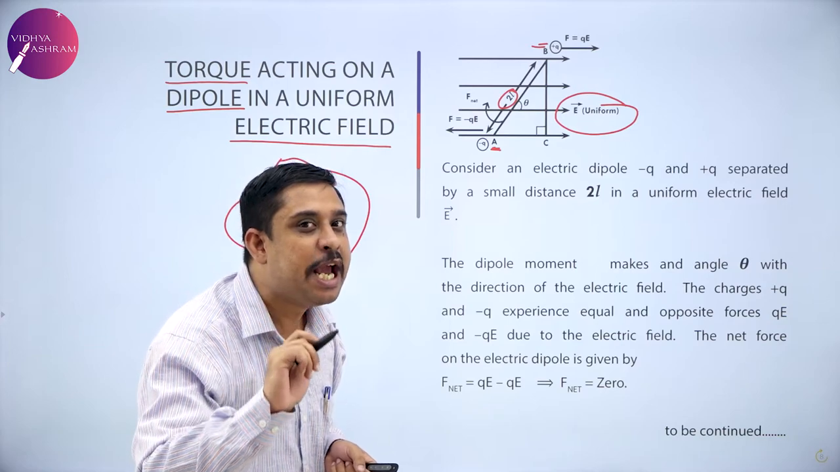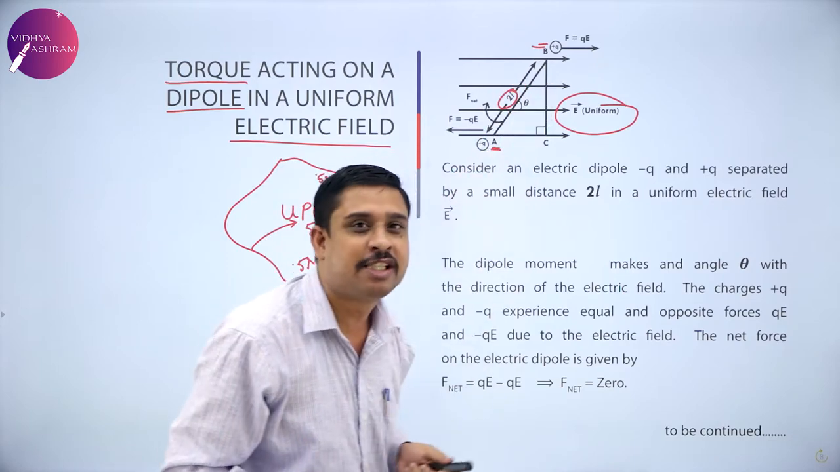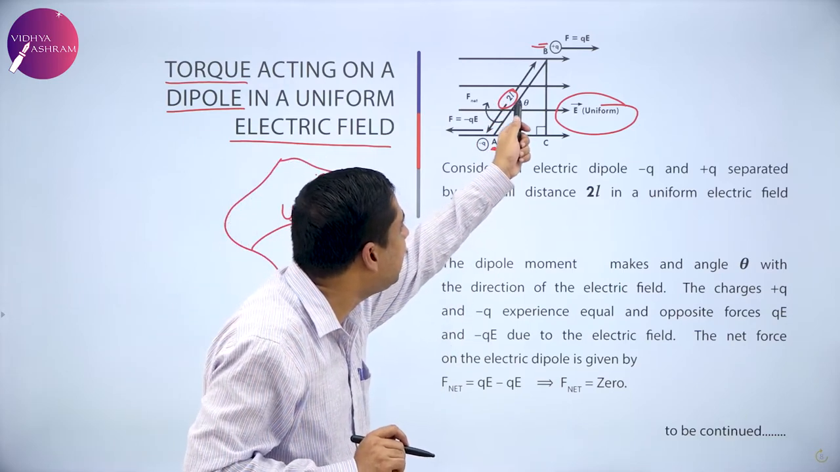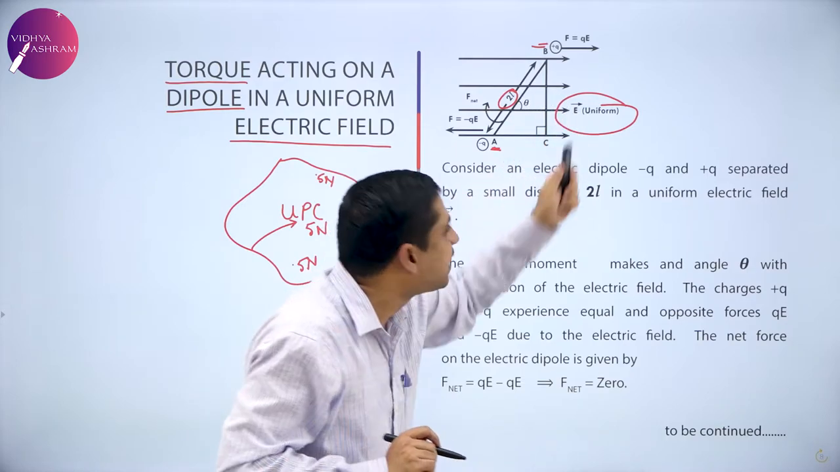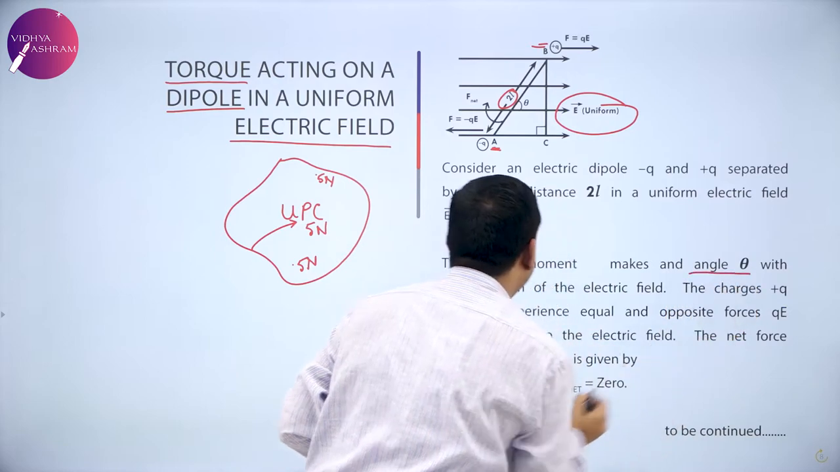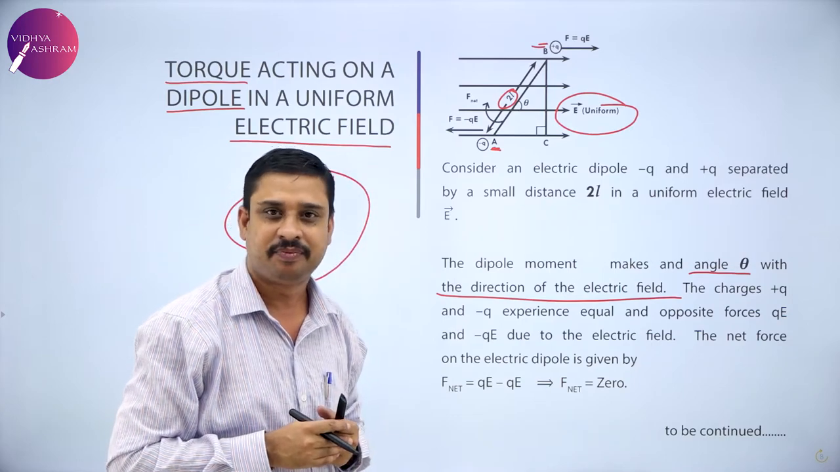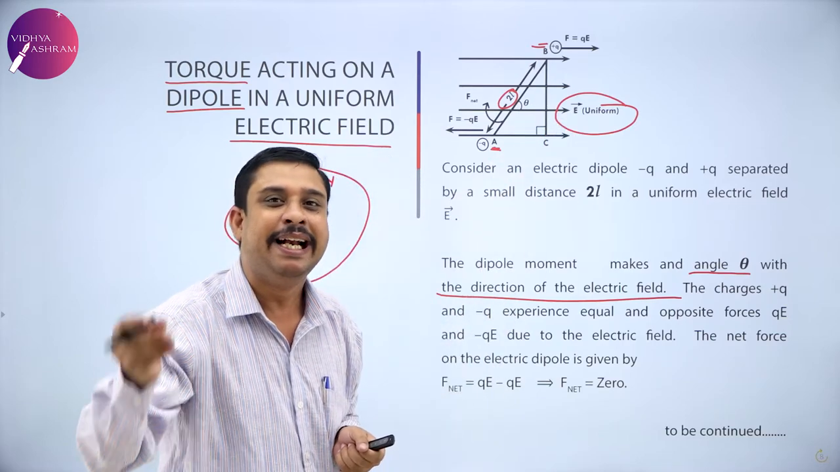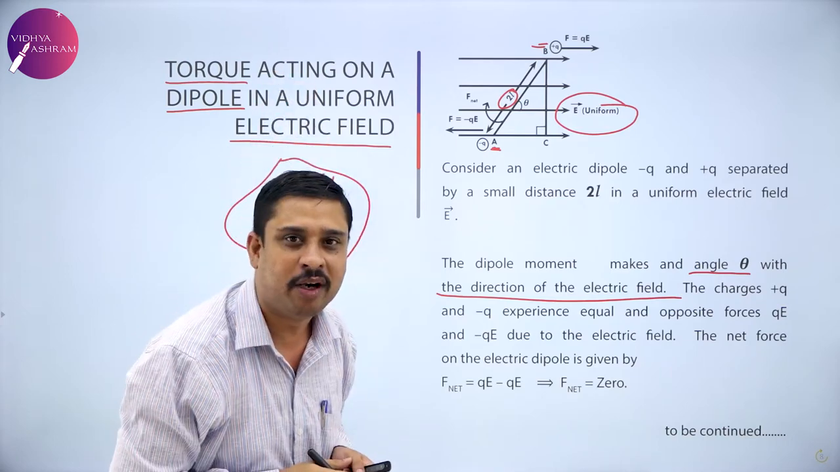Clearly, I have told that the dipole moment is directed from the negative to the positive charge. What is the dipole moment doing here? It is making an angle theta with the direction of the electric field. So, what is theta? It is the angle made by the dipole moment with the direction of the electric field. Now, my dear students, what will this electric field do? It will exert some electric force on the dipole.